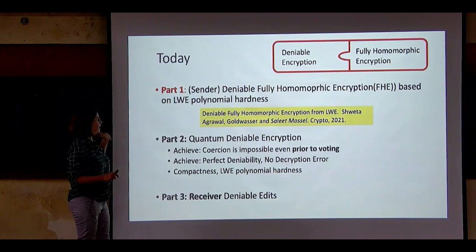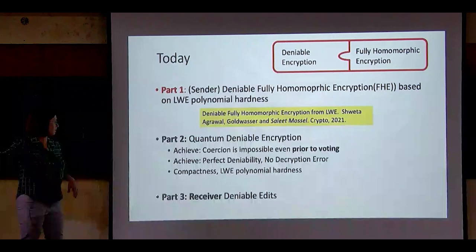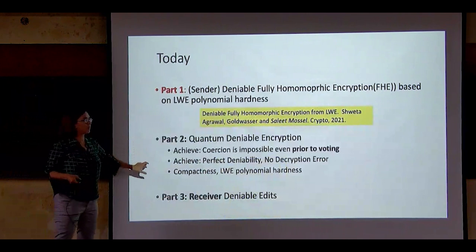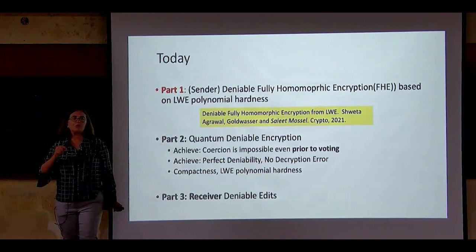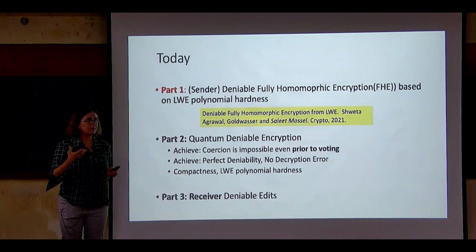I think when I go to part two, I'll write down the reference to the paper. And what we do is we say, you know what, suppose quantum computers are going to be a reality. Is there something that quantum power allows us to do in the realm of deniability that classically is impossible?